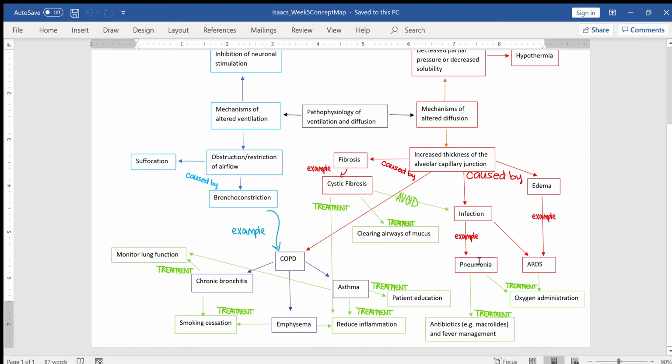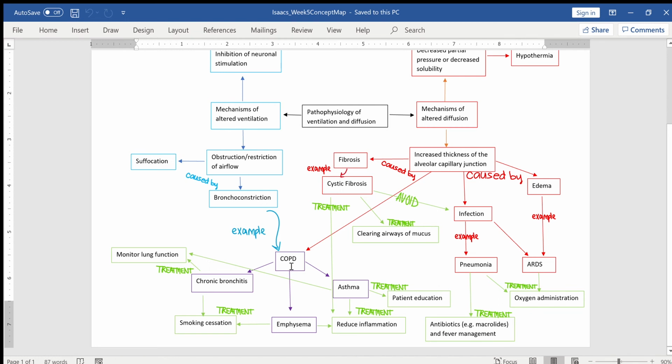And so I liked adding in that there's pneumonia and the different treatments with the antibiotics, but also pneumonia and ARDS are both treated with oxygen administration. I have similar things over here, asthma, emphysema, and cystic fibrosis, all treated with reduced inflammation. Those things really helped me understand more clearly the relationships between all of these different examples of altered ventilation and diffusion. So even if this is coming from altered diffusion and this is coming from altered ventilation, it was still very helpful for me to see that reducing the inflammation here is a huge part of it.